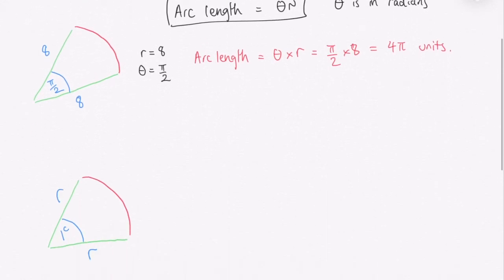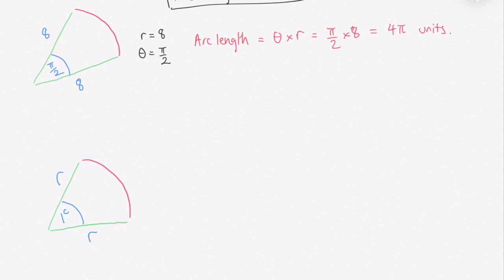Let's consider a sector of a circle here, where we have a radius of r and an angle of 1 radian. Let's think about how long the arc length is when we have an angle of 1 radian. So the arc length is equal to theta times r, but we know that theta equals 1 radian. So we know that the arc length is equal to r.